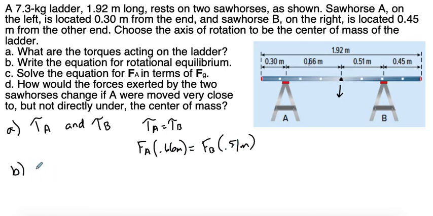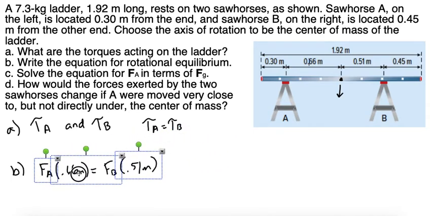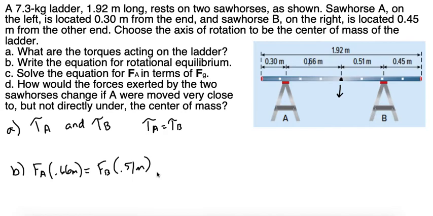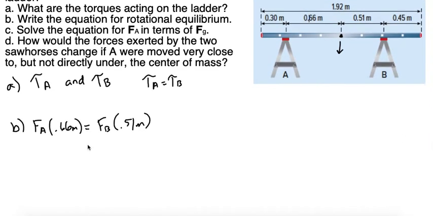So for part B, write the equation for rotational equilibrium. Okay, and that's pretty much what we did here. We could say that this is our equation for rotational equilibrium. Those are the torques in the scenario that will be balanced out. Okay, C, solve an equation for F sub A in terms of F sub G.